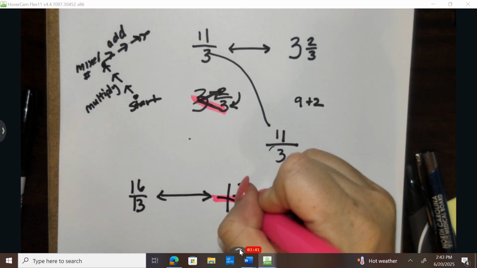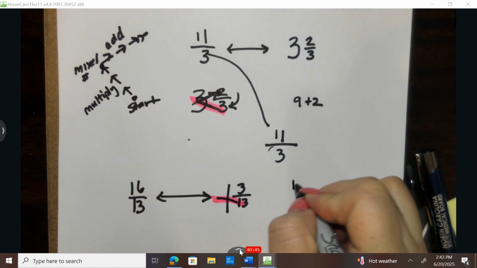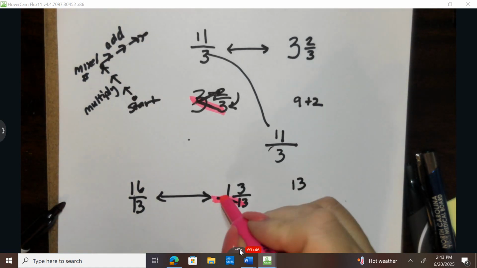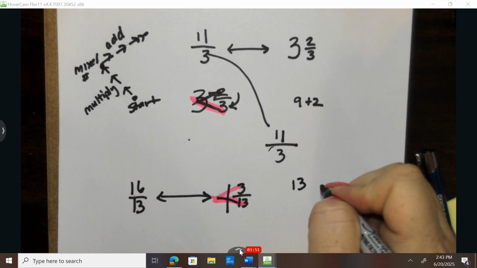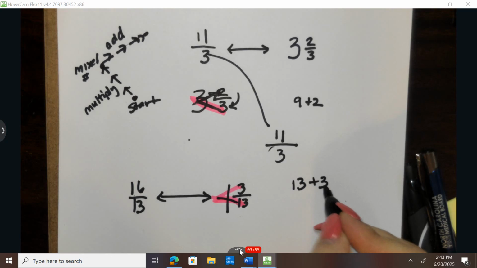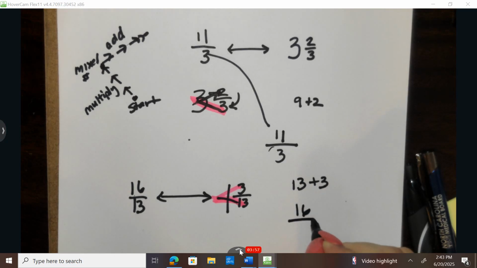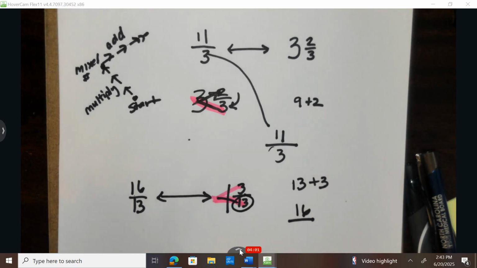I'm going this way, and I'm multiplying every single time. 13 times 1 is 13. And then to that value, I always add the top number in the proper fraction, so plus 3. 13 plus 3 is 16. And then I always write it on the bottom with the denominator, the bottom number of the proper fraction. Notice I did it right.